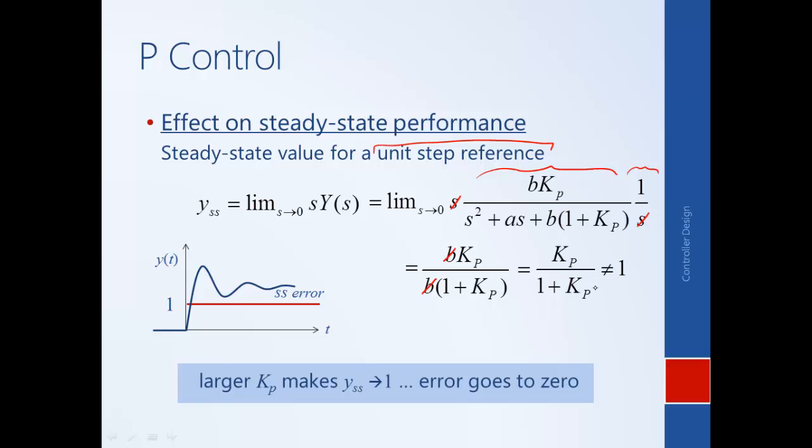As Kp gets large, this Kp will dominate the 1. So we'll have a large number plus 1 divided into a large number. And so the bigger Kp gets, the closer this is to 1. That gives us some intuition about how we can reduce the steady state error. Of course, by increasing Kp to reduce the steady state error, we may get some other adverse effects, such as we may increase the overshoot or the oscillation in the performance of the system.